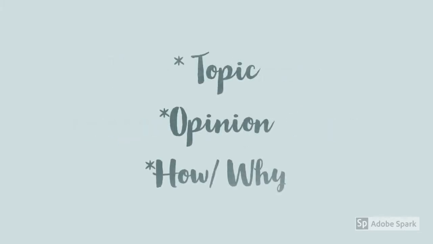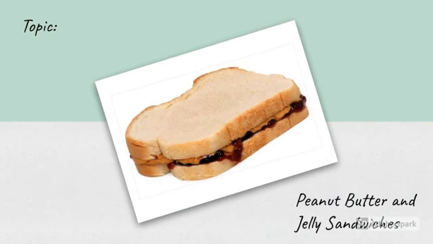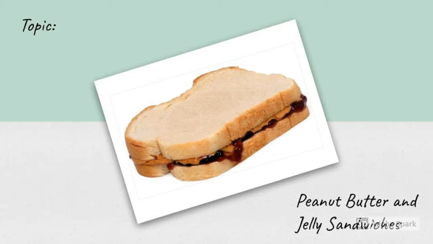The first is the topic. The topic is an outline of the overall thing that we are going to discuss. The opinion is a firm statement of what we believe. The how and why is how we are going to prove to our audience that our opinion is correct and why it matters. Back to our example, we aren't discussing any old sandwich and why sandwiches in general are great. We're talking about peanut butter and jelly sandwiches.